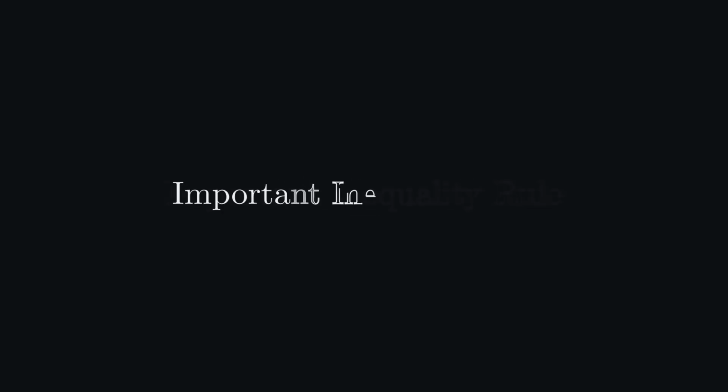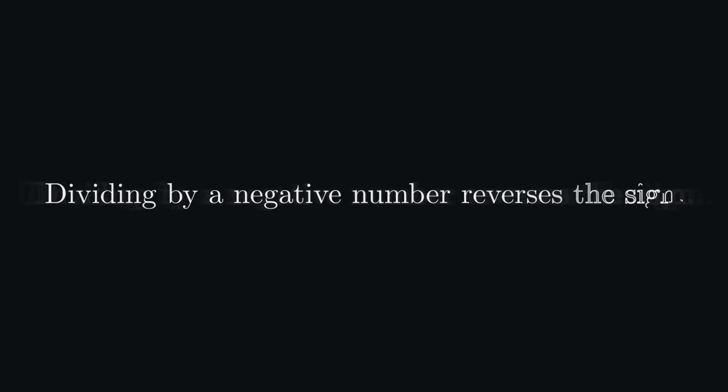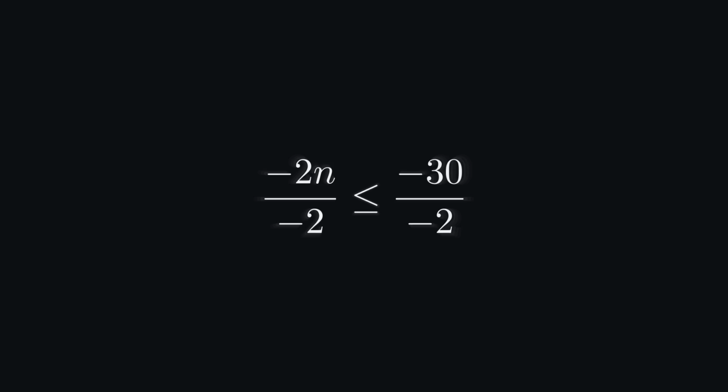It's important to remember this inequality rule. Dividing by a negative number will reverse the direction of the inequality. Next, we divide both sides by negative 2. This results in n being less than or equal to 15. So, we have established that n is less than or equal to 15.